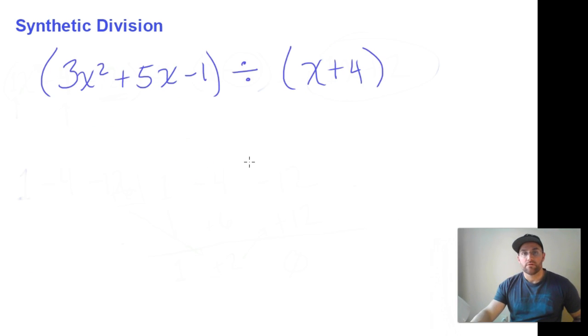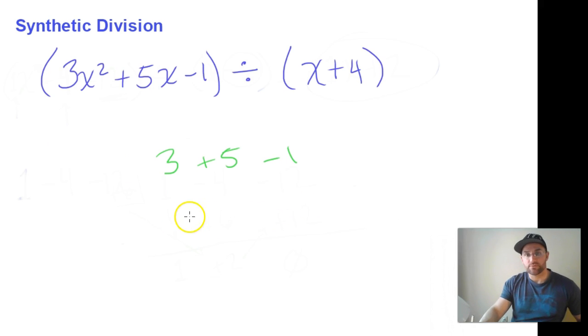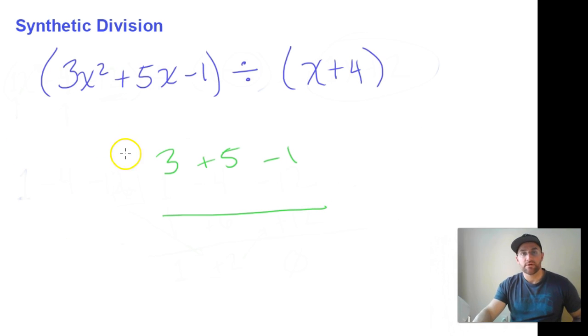So our first step, we are going to go to our dividend and grab the coefficients. In this case, a positive 3, positive 5, and then the constant term, this negative 1. We're going to then make a horizontal line. That's pretty terrible, not very horizontal. Let's try again, that's better. We then create our bracket. We take the opposite of the constant term in the divisor, in this case, negative 4. We then drop the 3.